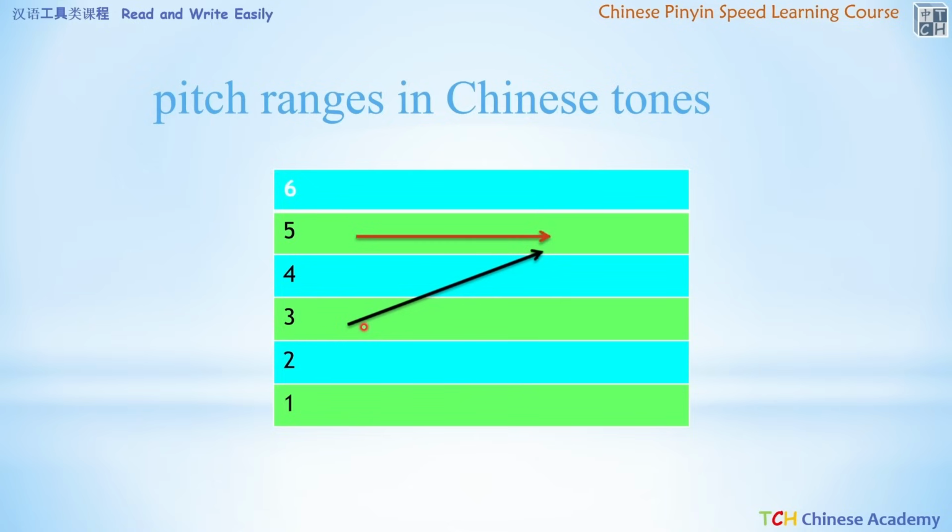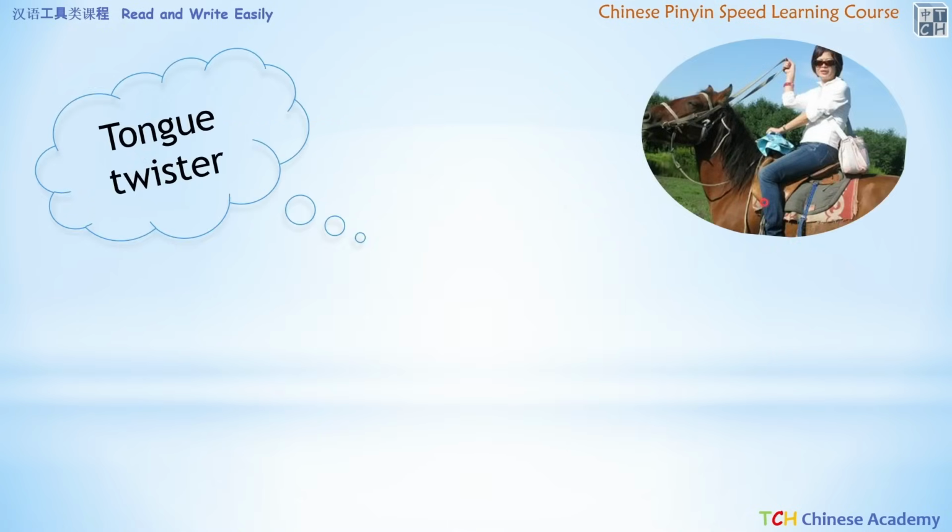And the third tone is down and up. So we start with down and then up. It's like the English sound you make when you are doubtful. And then the last tone, the fourth tone, is very affirmative. It goes down. So it's like this. Next, let's take a tongue twister to describe this picture.